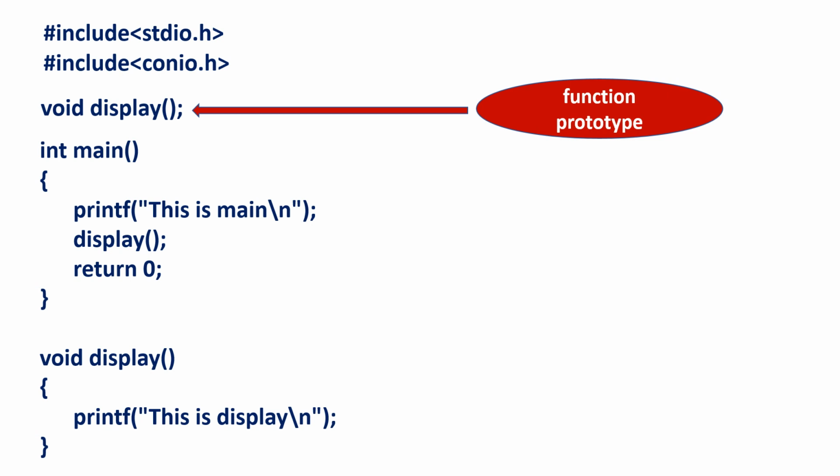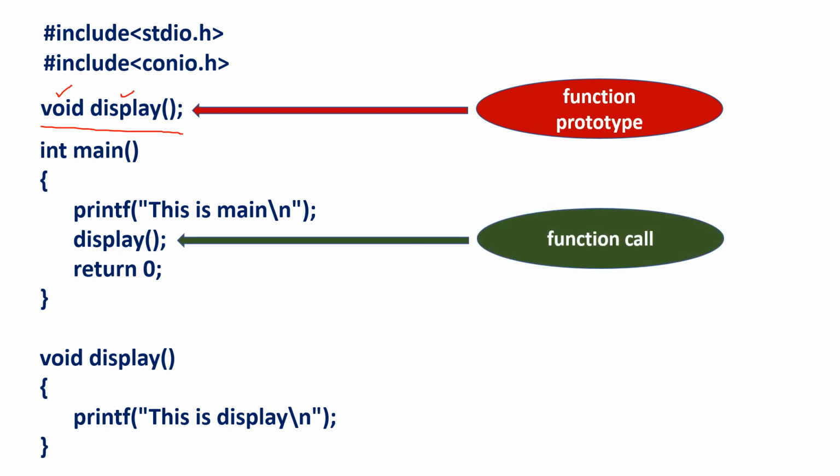It is also called function declaration. By using this function prototype, we are giving details about a display function to the compiler. What are those details? We are specifying that display is the function name, and it is not taking any arguments, and its return type is void. That means it is not going to return any value.